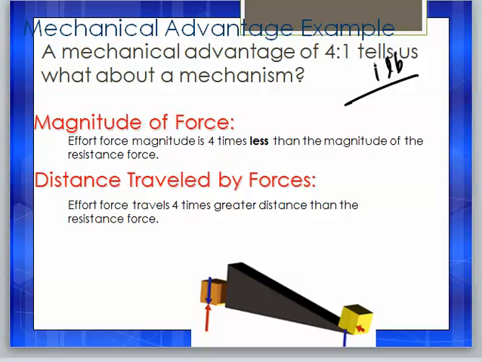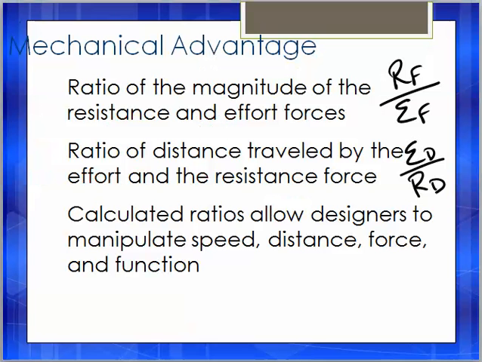The resistance is maybe 4 pounds, and the effort force is 1 pound. I kept thinking of that vice versa. My apologies. But what this means is it's 4 times easier because of this mechanical advantage. For every 4 pounds of resistance, it only takes 1 pound of effort to lift.